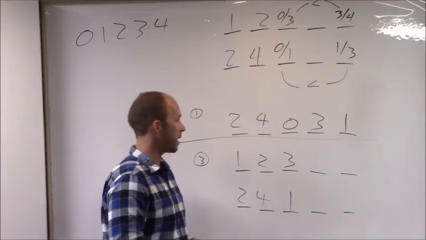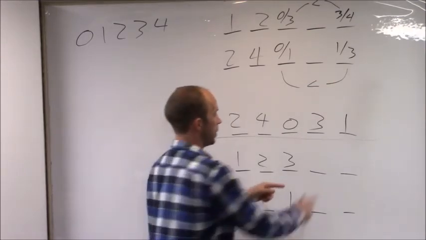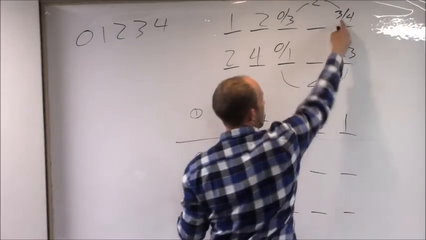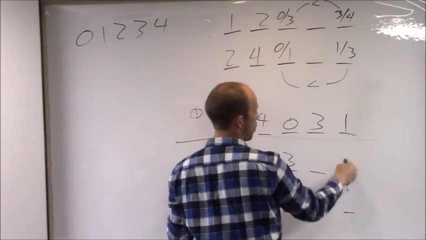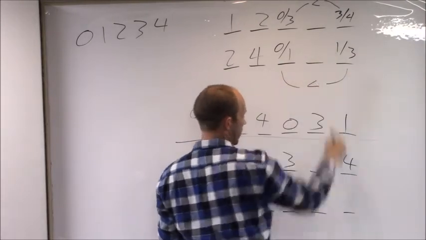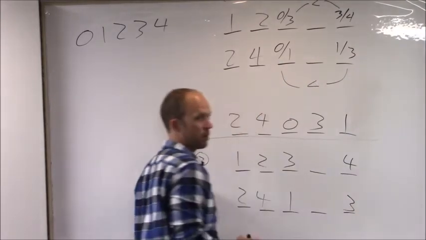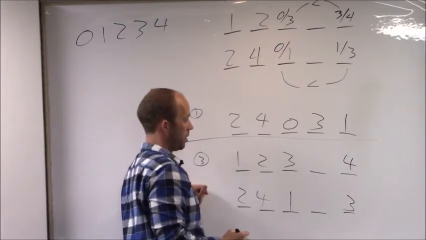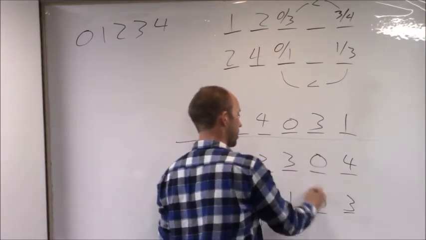Fifth digit's always higher than the third digit. So in this world, if 3 is here, then the 4 has to be here. In this world, if the 1's not there, then this has to be a 3. And now the zeros are here and here.